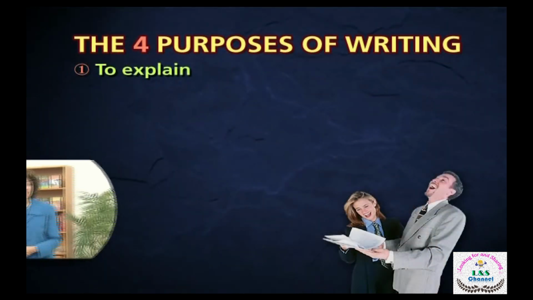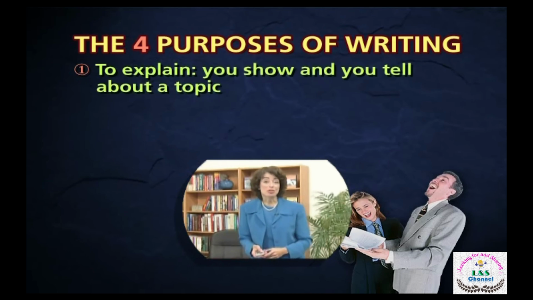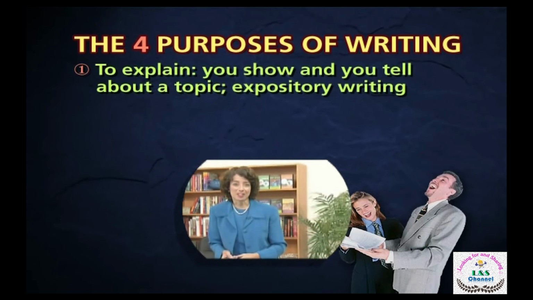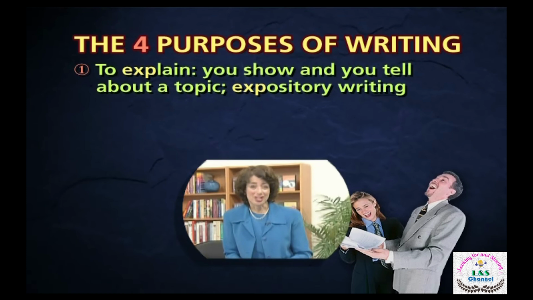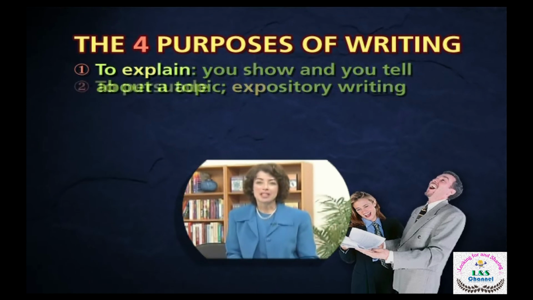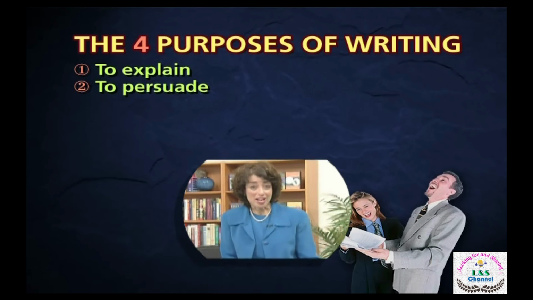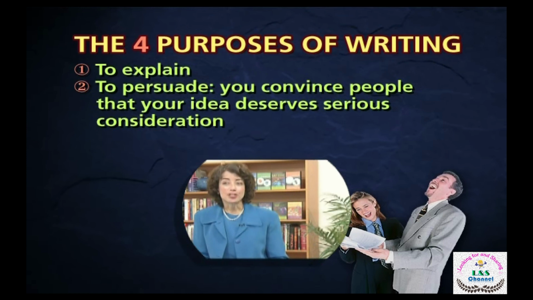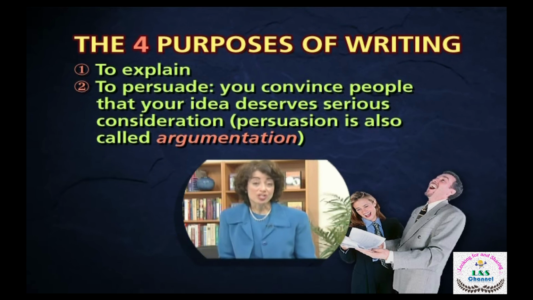To explain. When you explain, you show and you tell about a topic. We call that expository writing. Expository starts with EXP. So does explain, and that's an easy way to remember it. Number 2, to persuade. When you persuade, you are convincing people that your idea deserves serious consideration. Persuasion is also called argumentation.